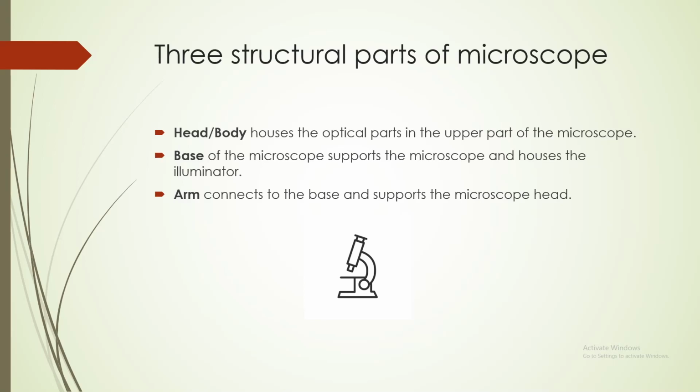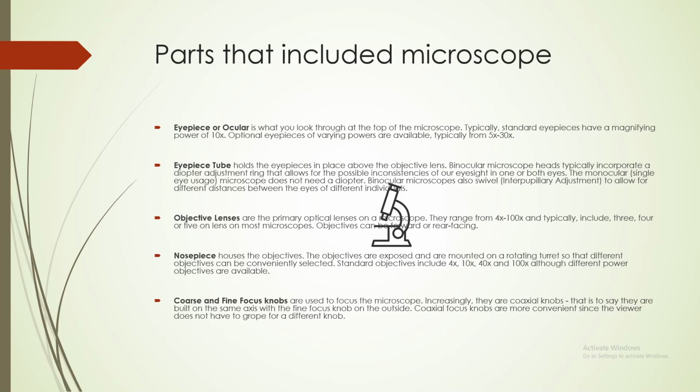There are the head or body, which houses the optical parts in the upper part of the microscope; the base, which supports the microscope and houses the illuminator; and the arm, which connects to the base and supports the microscope head.